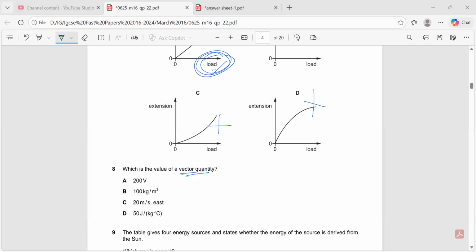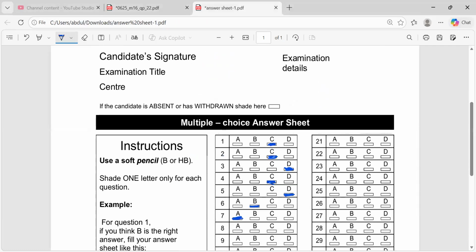So correct answer here, my dear friends. This is only magnitude. This is only magnitude. This is only magnitude. This is magnitude with direction. So vector quantity is completely described with magnitude as well as direction. So question number 8, answer is C.